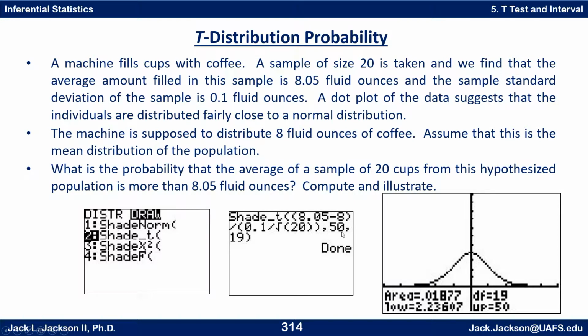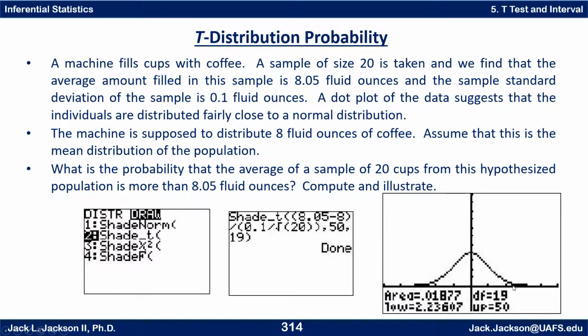And I went up to 50 here. And then did a 19 degrees of freedom. That should at least be pretty close. And we graph that. It gives us an area that's pretty small, 0.01877. And we're doing a right-tailed thing here.